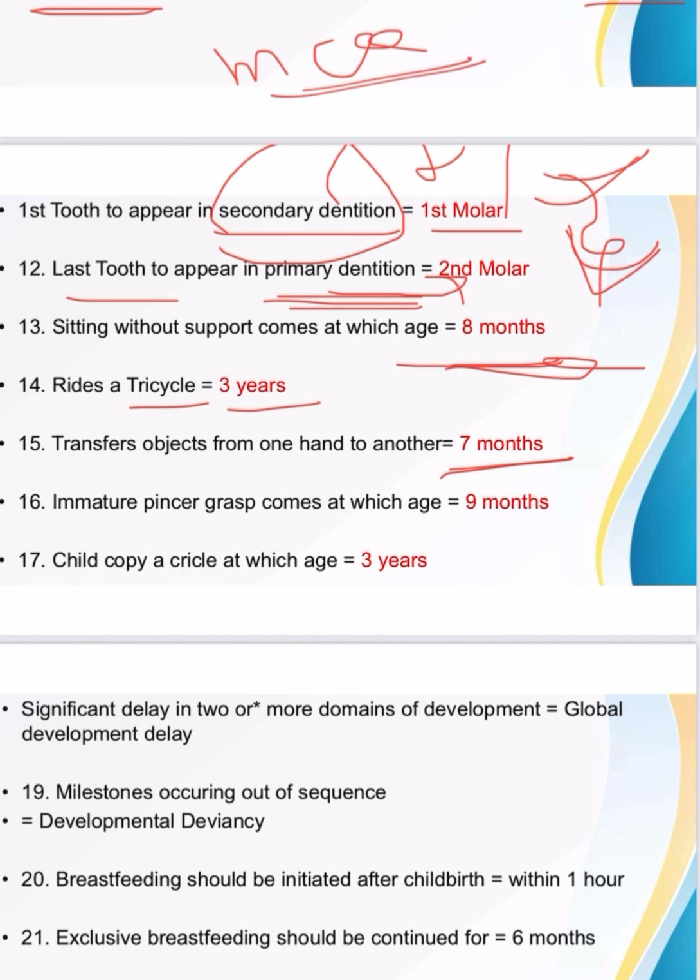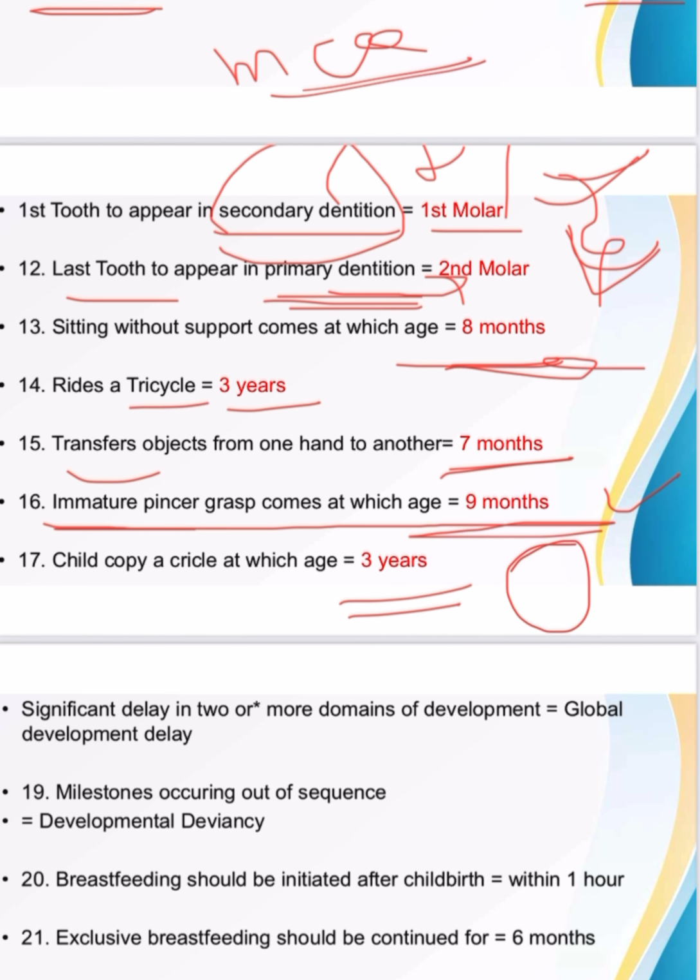Then immature pincer grasp comes at which age? 9 months. Immature, here immature. Then mature at 12 months. Okay. Immature pincer grasp comes at 9 months. Child copies a circle at which age? 3 years of age. Circle. Copy circle at the age of 3 years.